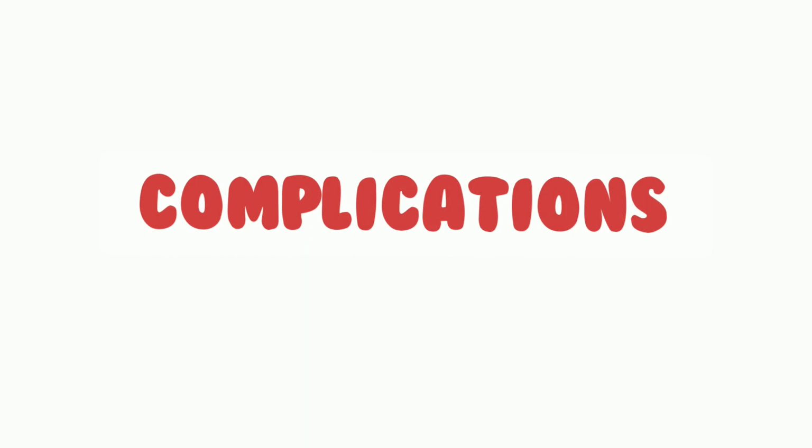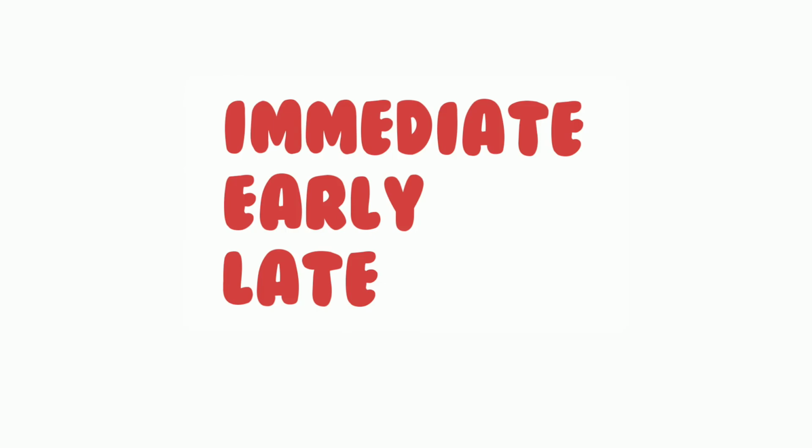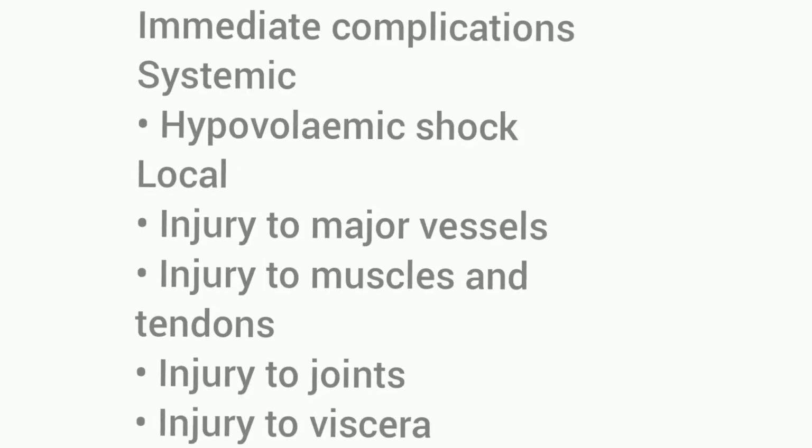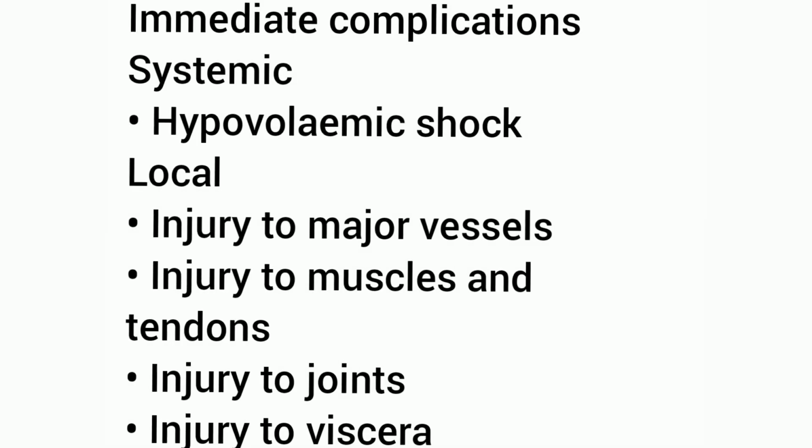Complications. Complications of fractures are classified into immediate complications, early complications, and late complications. They are further divided into systemic and local complications. In the immediate complications, the systemic complication is hypovolemic shock. Local complications are injury to major vessels, muscles and tendons, skin, and viscera. Early complications.